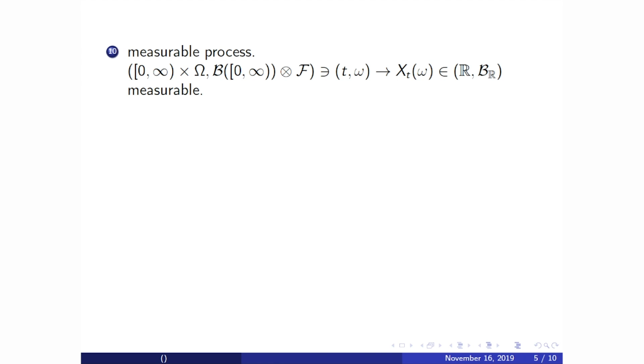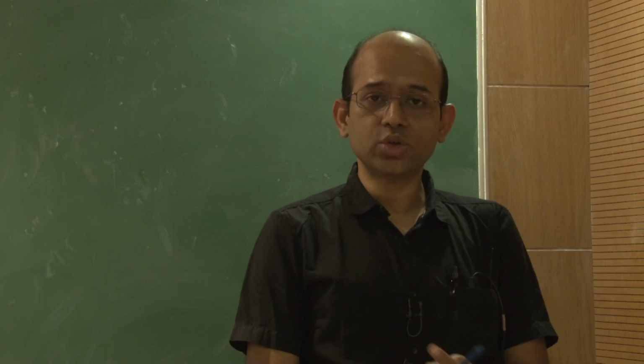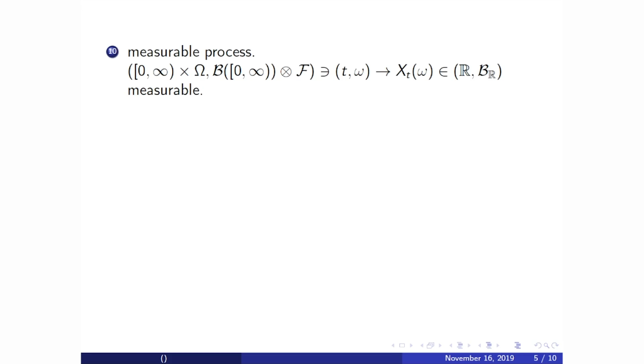Now t comes from the interval [0, infinity), and the small omega comes from the capital Omega. So this ordered pair comes from the Cartesian product of these sets, and on this set one can consider a sigma algebra. I need to fix a sigma algebra to talk about measurability, correct? On [0, infinity) we take the Borel sigma algebra, and on Omega we have the default choice F.